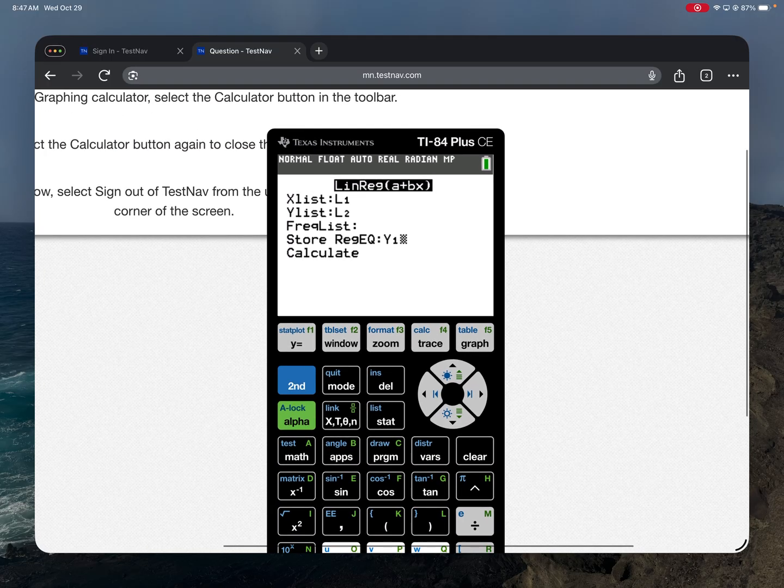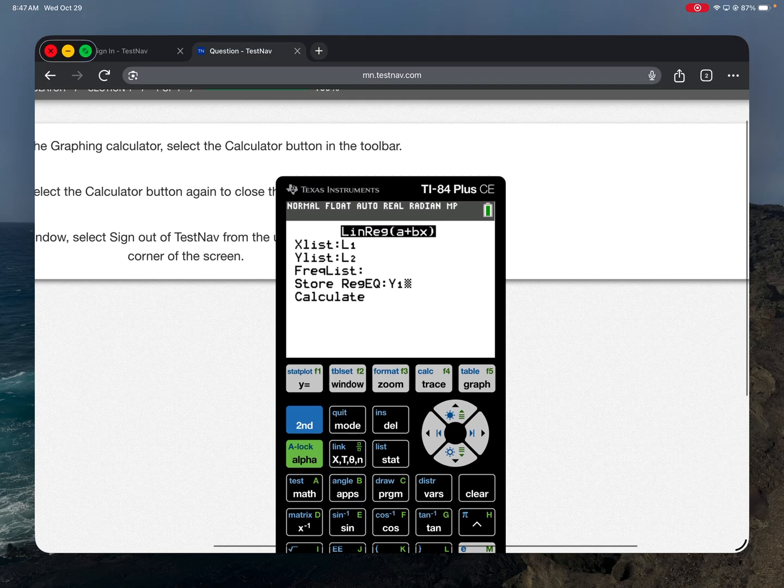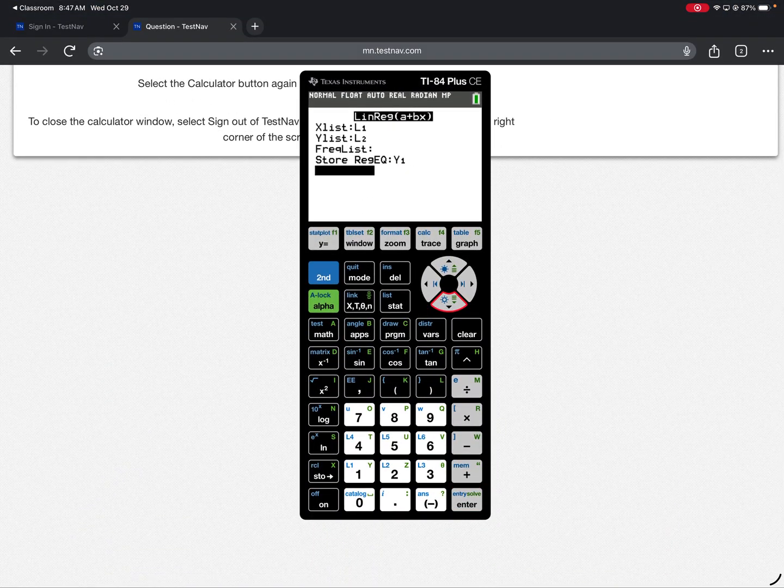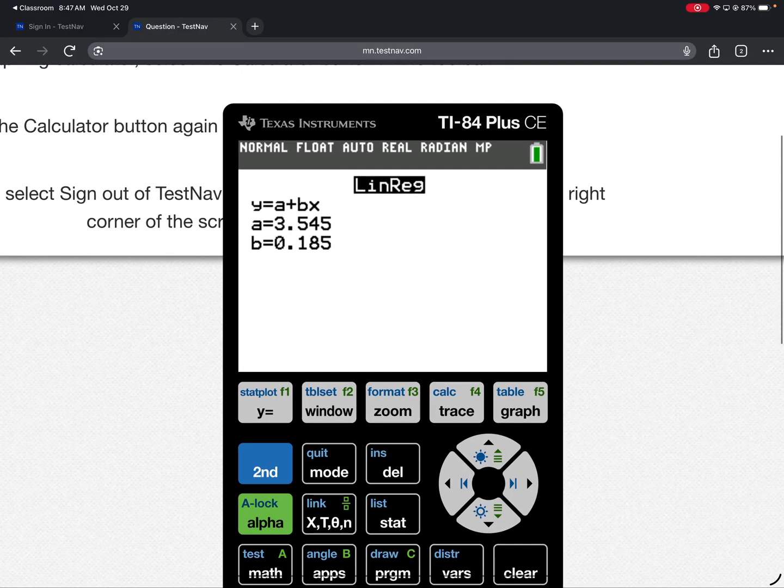And then once you do that, you're just gonna go down to calculate and hit enter. And that's my function. So we need to be able to read this carefully. The equation is supposed to be like y equals mx plus b, but in this case, it's something plus something x. So to write it down, you're gonna write y equals 3.545 plus 0.185x. That's your function.